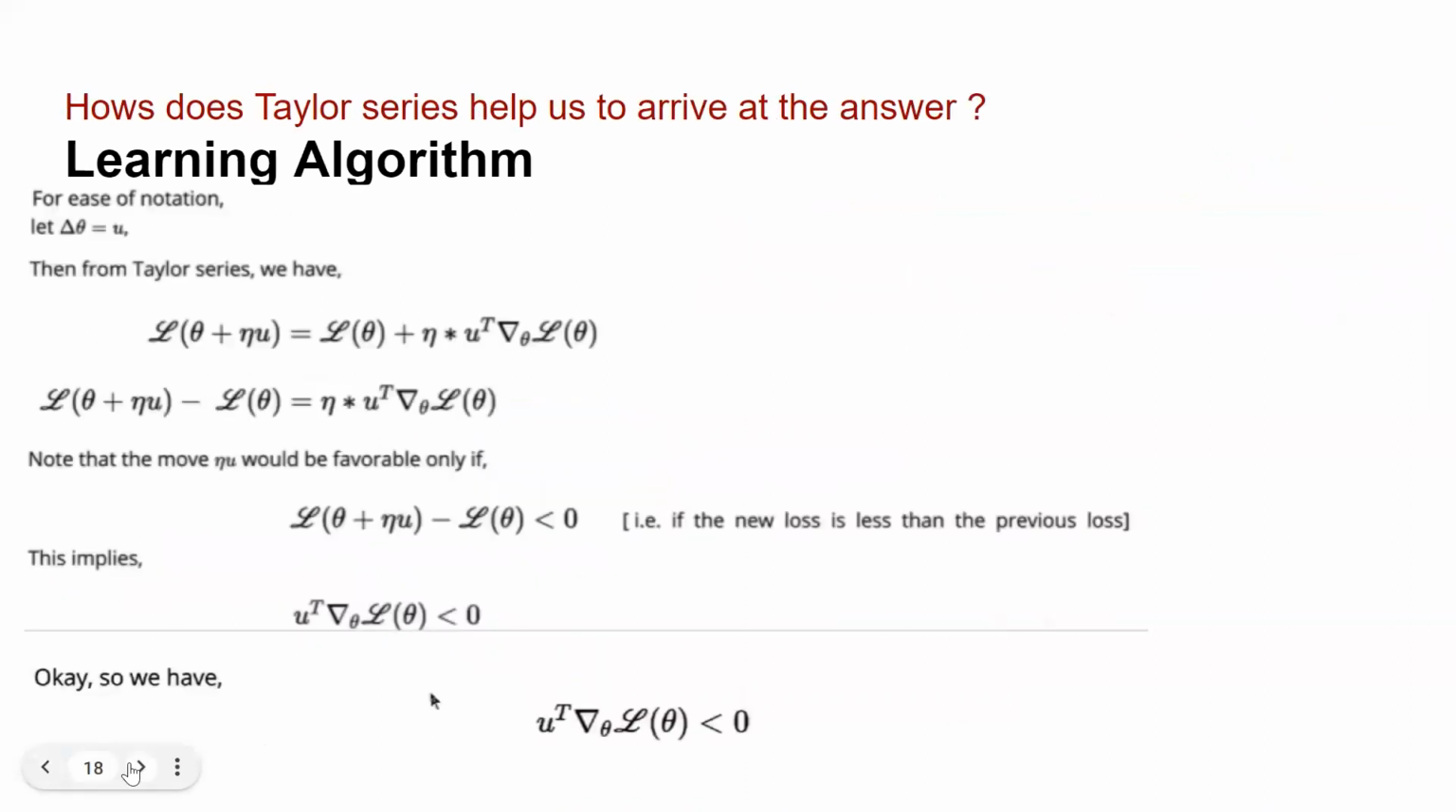Now this delta theta, I'm saying that it is equal to U, just for the simplification of my notation. Based on the Taylor series, if I want to expand this L, which is a function of theta and U, it will look something like this. This is coming from the Taylor series, the one which we have seen in the previous slide.